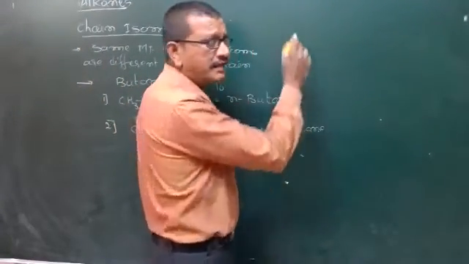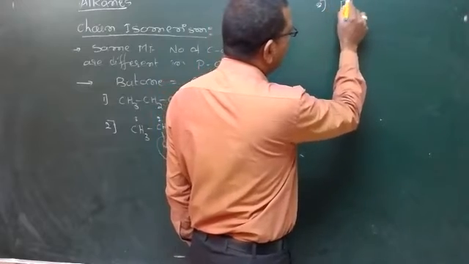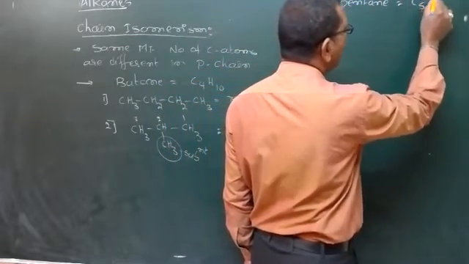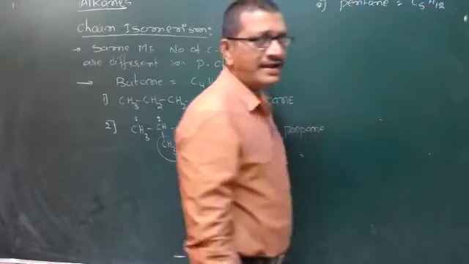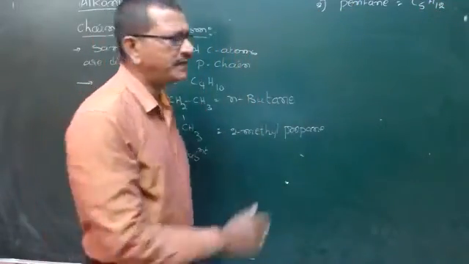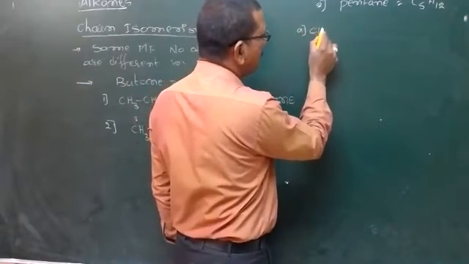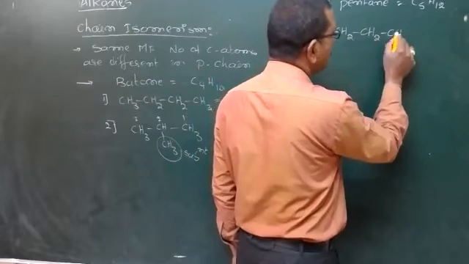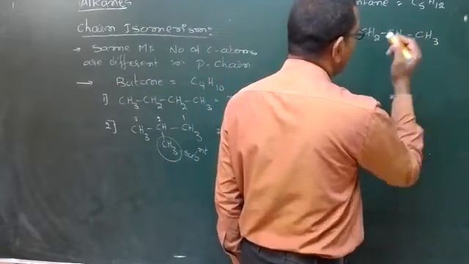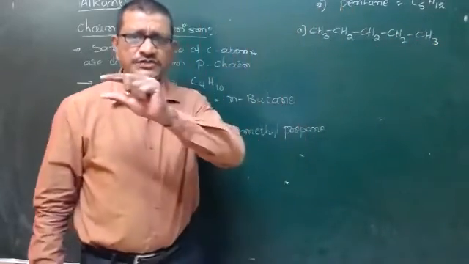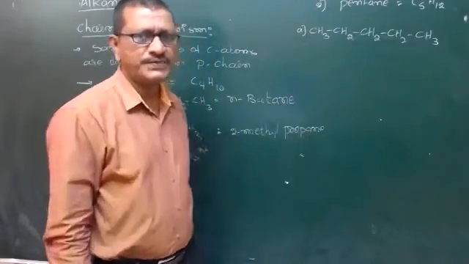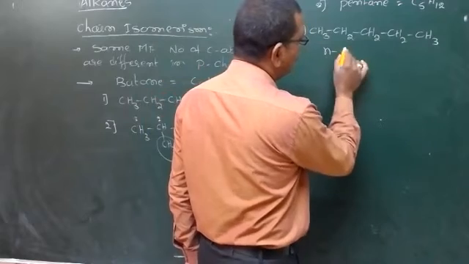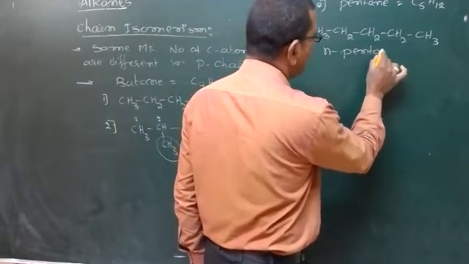If we take the next, pentane, the molecular formula is C5H12. Pentane can form three chain isomers. First one is CH3, CH2, CH2, CH2, CH3, the pentane molecule, where all carbons are present in chain form. That's why this is known as a chain isomer, n-pentane. The name of this molecule is n-pentane.